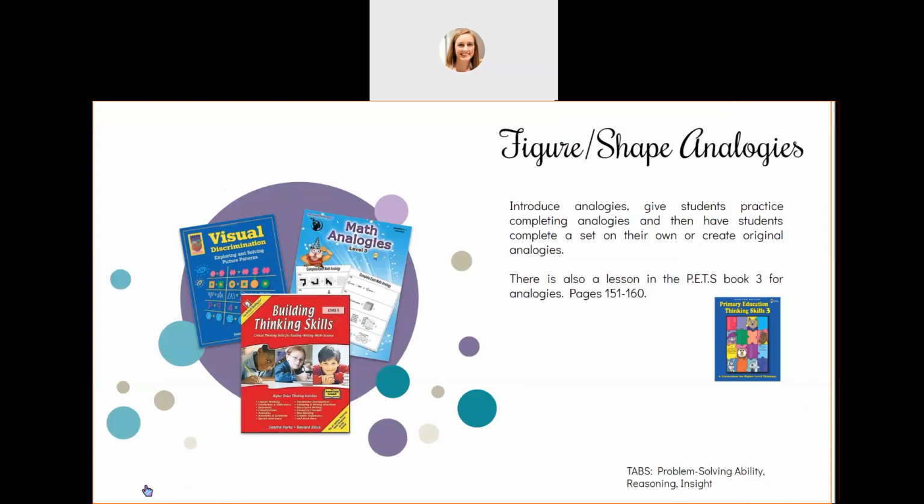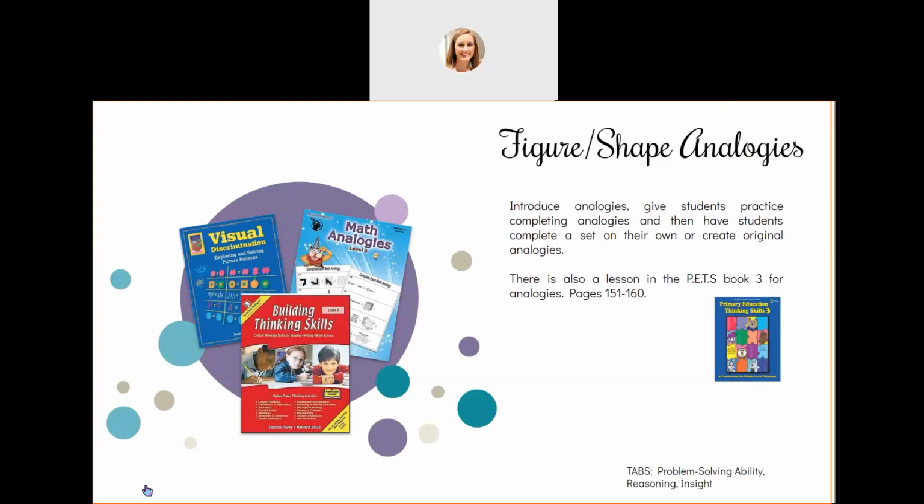So the figure and shape analogies are in the Building Thinking Skills book. I've used the Visual Discrimination book. It's really for more upper level advanced analogies. With the Building Thinking Skills, those were purchased for every LEA. So every LEA has level 1 and level 2. So you can do your practice activities.